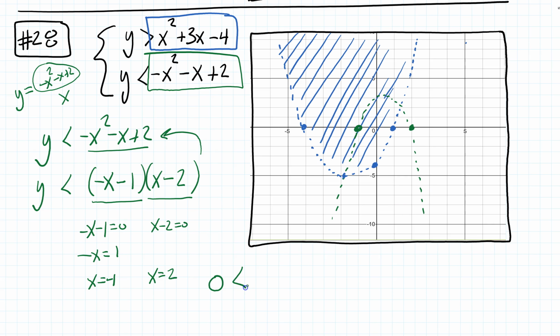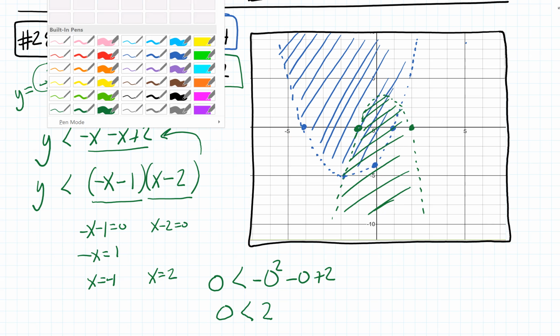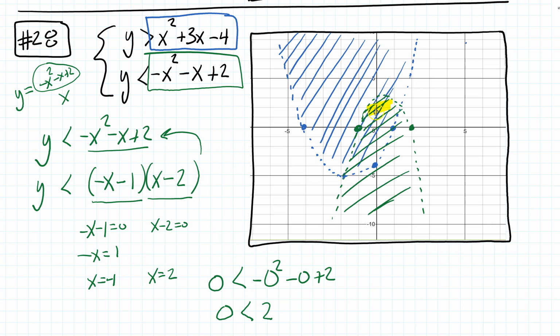Is 0 less than the negative of 0 squared minus 0 plus 2? So is 0 less than the number 2? Yes, 0 is less than the number 2. Therefore I want everything that's below this. And of course the answer to the problem is everything that's in between. So we want all this shaded region here.